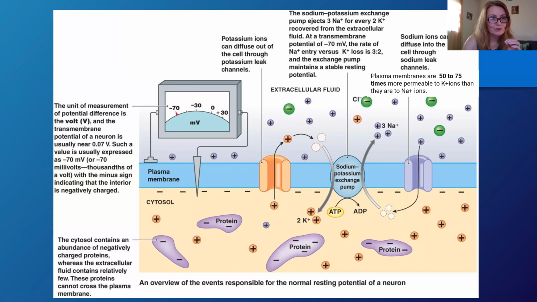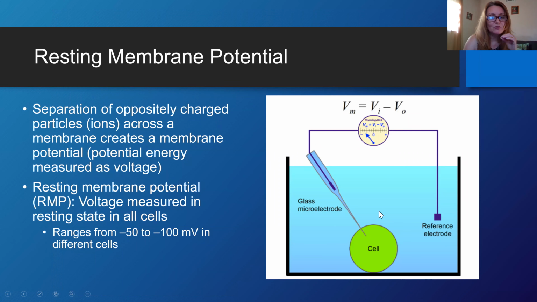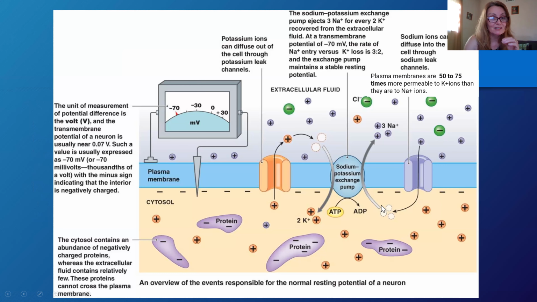So what do we want to remember? The first thing is that your cells are little batteries, because there is a separation of charges across the plasma membrane. Cells are negative inside and positive outside. And because it's a battery, it has potential energy. How do we call this potential energy? We call it the membrane resting potential, or just resting potential. And we can measure the voltage of this potential.